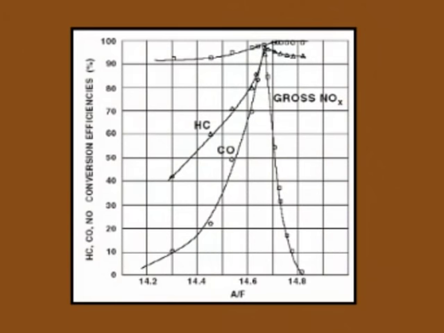The plot shown here is the hydrocarbon, carbon monoxide and nitrogen oxide conversion efficiency. So what do you convert them to? Carbon monoxide is converted into carbon dioxide. Nitrogen oxide is converted into nitrogen and oxygen. Hydrocarbons are converted into carbon dioxide and water. These are considered less harmful. How efficiently you convert them depends on the conversion efficiency of the catalytic converter.